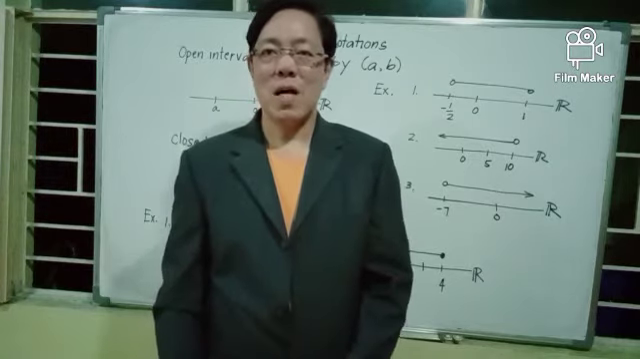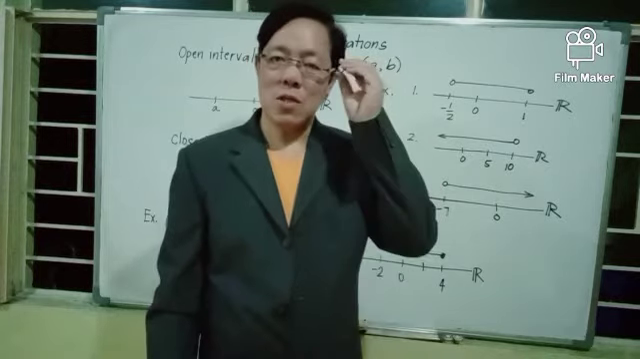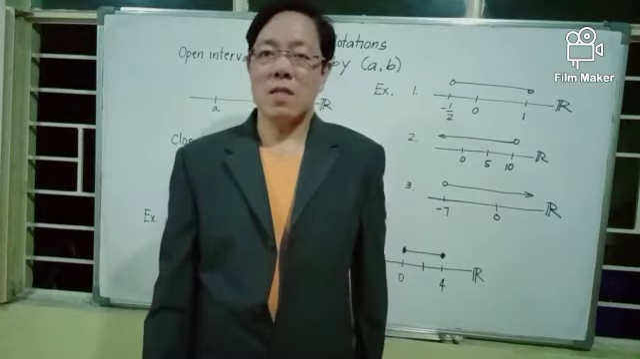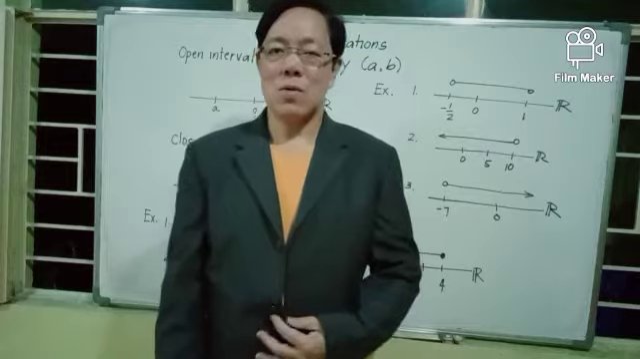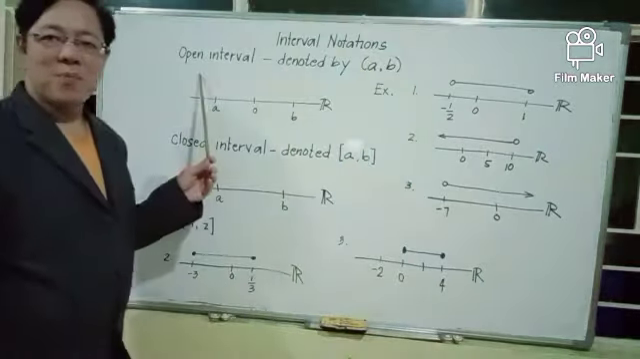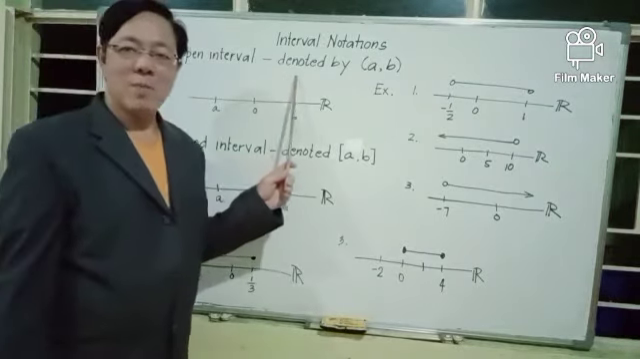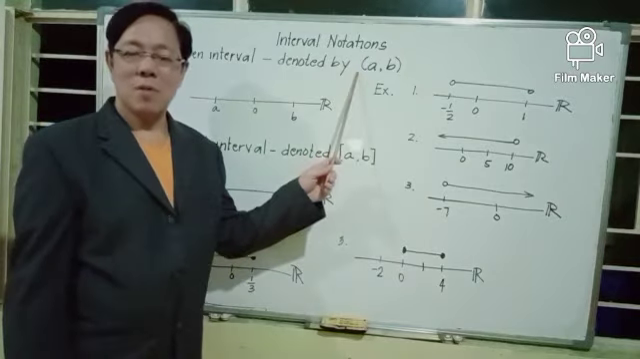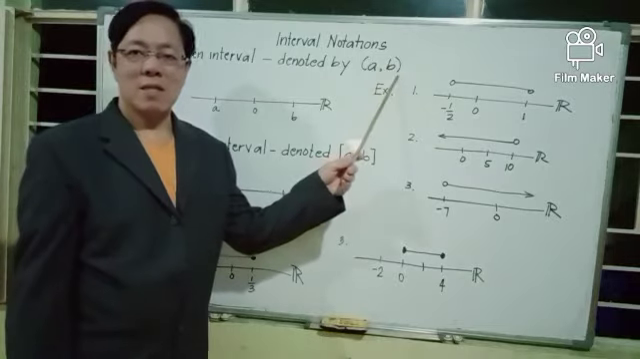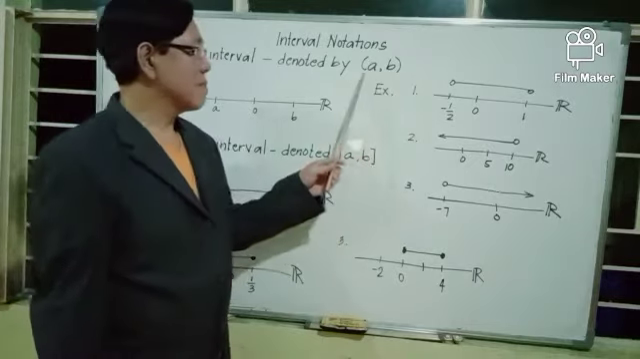But before we do that, we recall the interval notations, because in writing the solutions of linear inequalities, we give the solution using interval notations. The first type of interval notation is called the open interval, and it is denoted by this notation: open parenthesis, A, B, close parenthesis. It's like an ordered pair of numbers A and B.